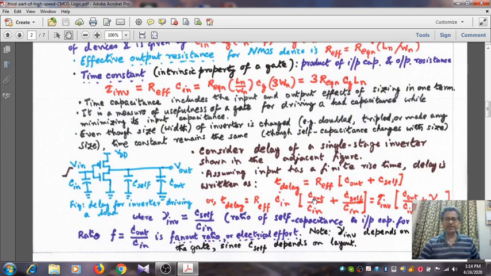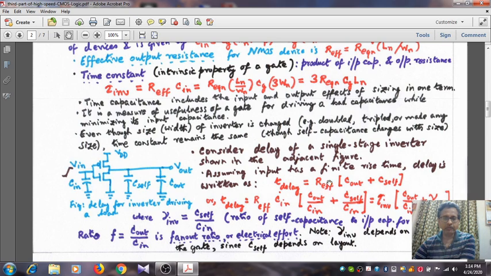Note that the wiring capacitance per unit length is given to be 0.2 femtofarad per micrometer, and here for simplicity we are assuming that the wiring capacitance is negligible. So the total delay is given by the product of effective resistance and the sum of the fan out capacitance and the self capacitance. Now this term we try to write in a different manner.